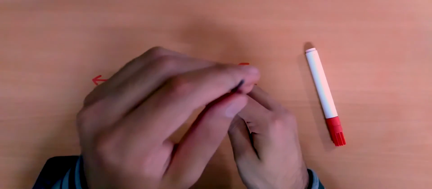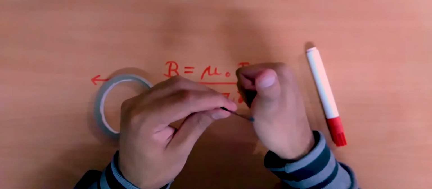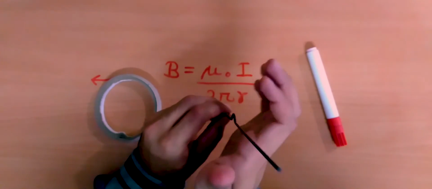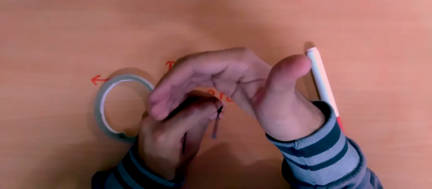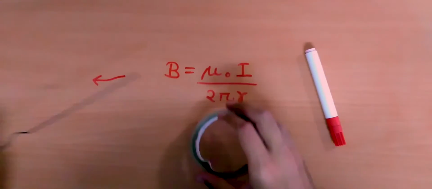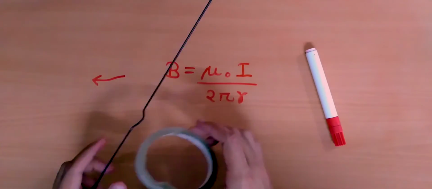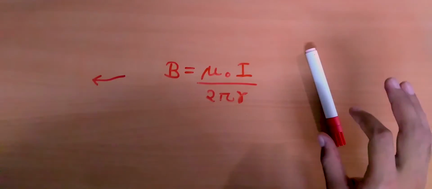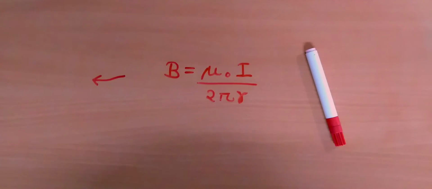If you look at it from this view, if the current is going upwards, the magnetic field will be this way, anti-clockwise, and it will be concentric circles around the current carrying conductor. And that is what Ampere's circuit law is all about.